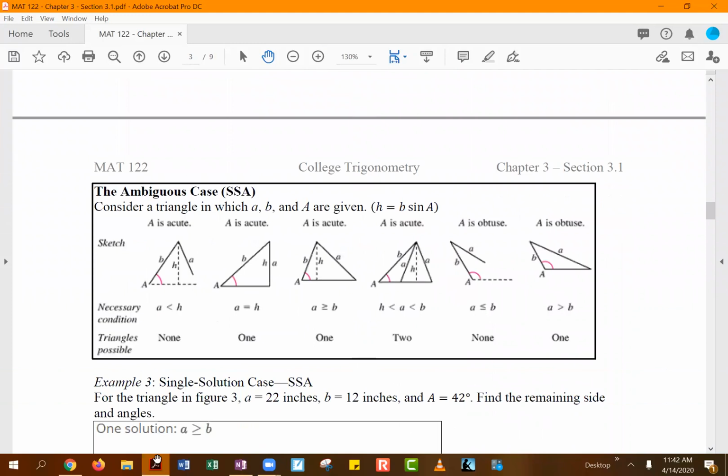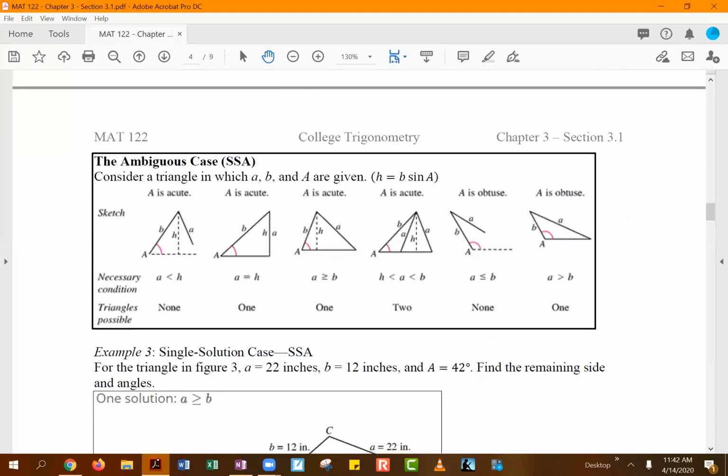So for the ambiguous case, it actually depends on what we are given. So you can see the first few triangles we're talking about is where our angle A is an acute angle. And then H, of course, represents the height of our triangle. So they are saying if side A is going to be a value less than the height of the triangle, then you will actually come up with no triangle at all.